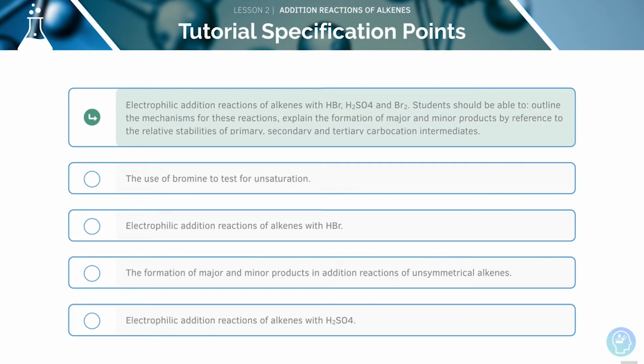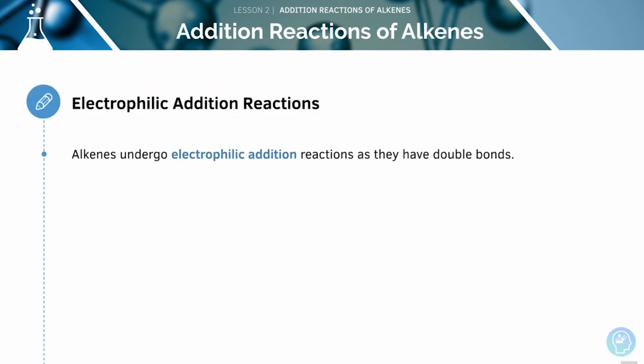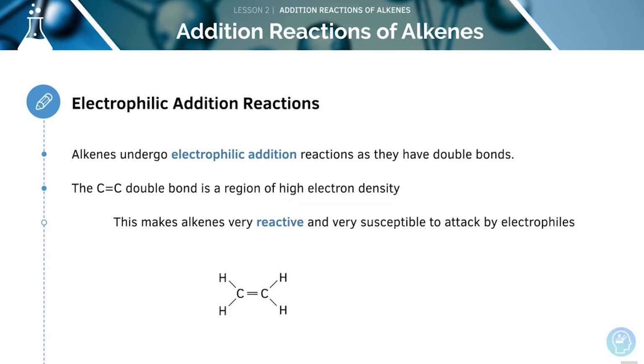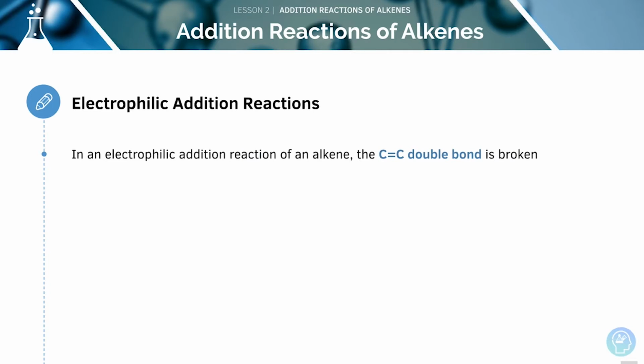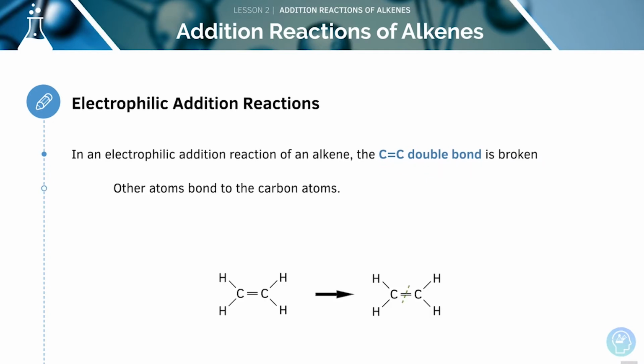We'll start by looking at the electrophilic addition of alkenes. Alkenes undergo electrophilic addition reactions since they have double bonds. The carbon-carbon double bond is a region of high electron density, which makes alkenes very reactive and susceptible to attack by electrophiles. In electrophilic addition reactions of alkenes, the carbon-carbon double bond is broken. When alkenes undergo electrophilic addition, the double bond breaks and the atoms bond to the carbon atoms. Remember, carbon is able to make up to 4 bonds as it has 4 electrons in its outermost shell.